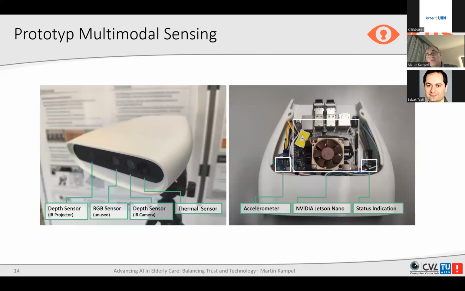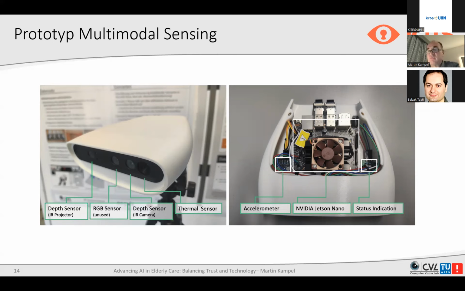So continuing with the sensor-based approach, as I said, we started with range-based sensing, and then we continued to another modality, which is thermal imaging. The next sensor we developed is again, of course, a depth sensor, but we also added a thermal sensor. And instead of the Raspberry Pi, which was in the first prototype, we added here an NVIDIA Jetson Nano, which of course gives us more computing power.